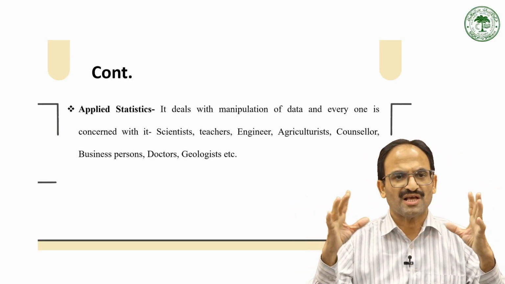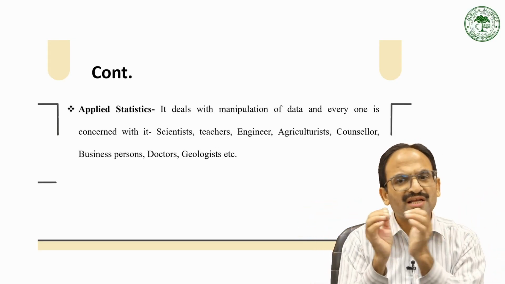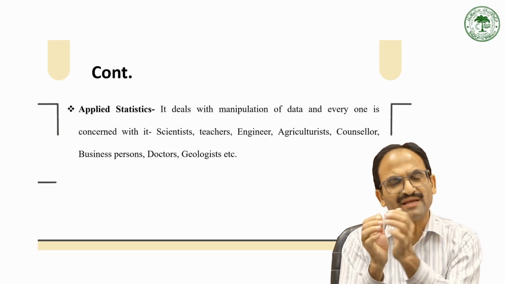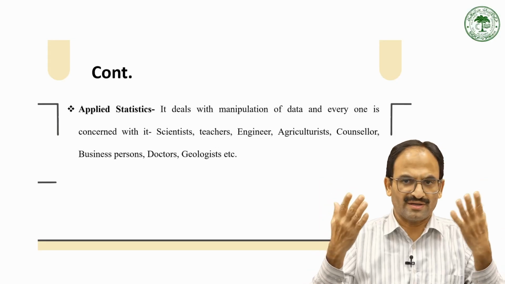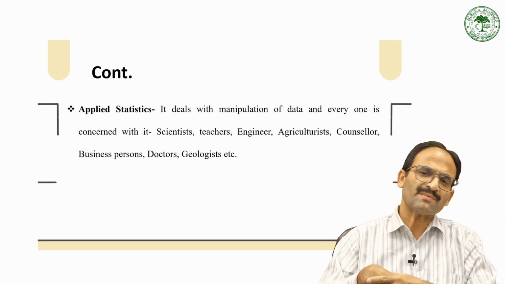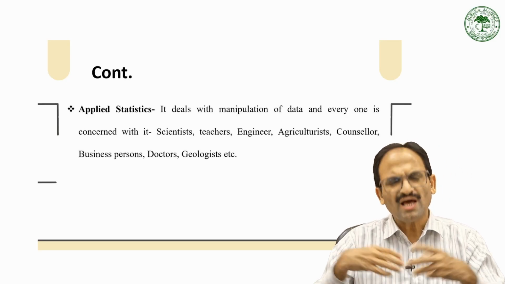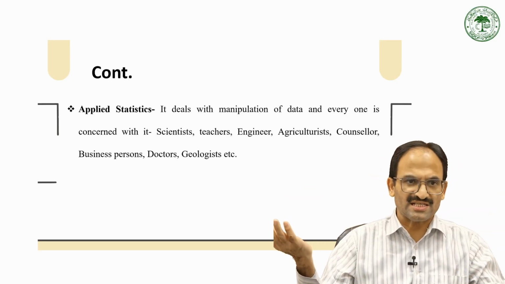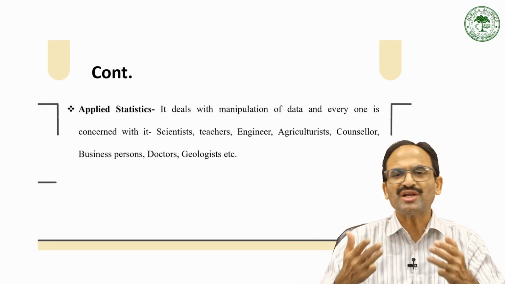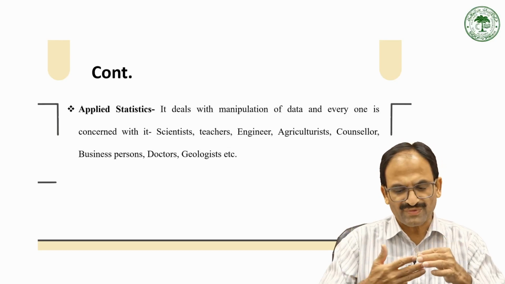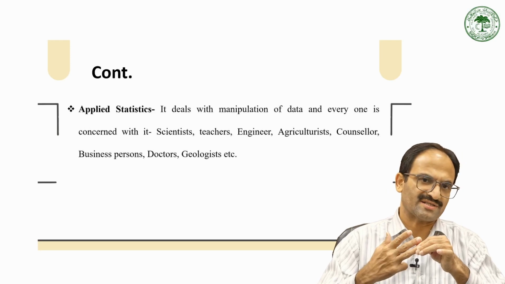So such type of statistics whose purpose is application in some field, which is applied by these people just to get some conclusion or to draw some generalization. So that statistics is known as applied statistics. There might be other types of statistics as well, but at this level I think knowing about these three types of statistics will be sufficient. That is descriptive statistics, inferential statistics and applied statistics.